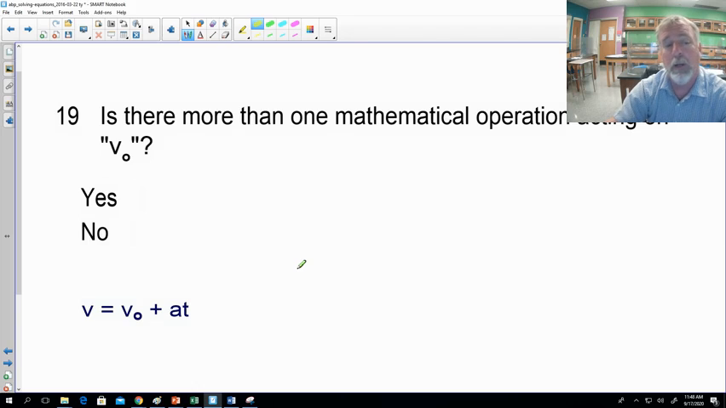And now let's answer this one. And this is where it gets a little different from what we've done before. Is there more than one mathematical operation acting on V0? Well, I'm sorry, here the answer is no. Take it back. Our answer is no. Right? V0 is here by itself. We just have one operation, and that's the addition of the AT.